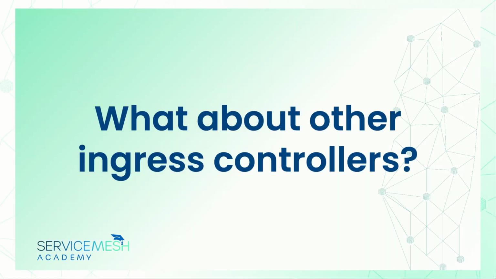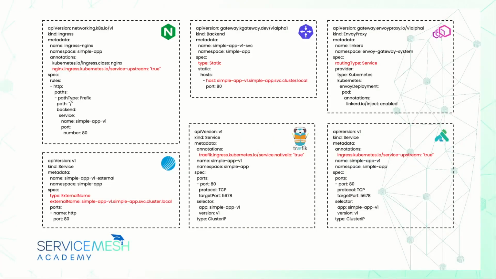So there are many different Ingress controllers out there. There is NGINX, Gateway, Envoy Gateway, Contour, Traefik, Kong, and many more. These are just a few that we did some testing for with this SMA. NGINX, we talked about that earlier. We had an annotation in the Ingress, and that will tell the Ingress controller to just choose the service.